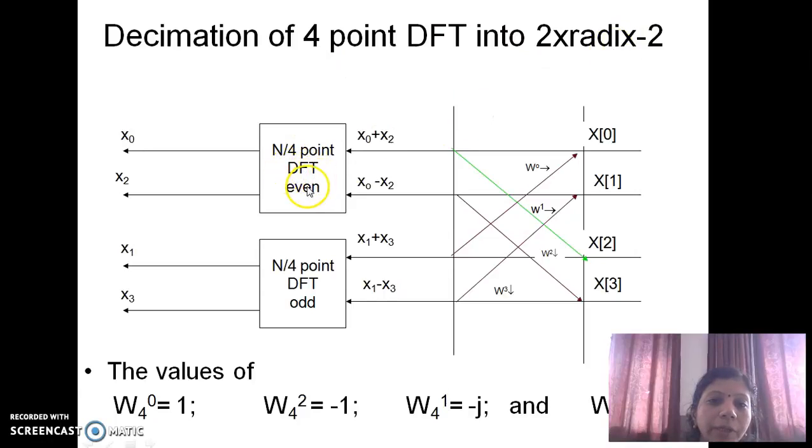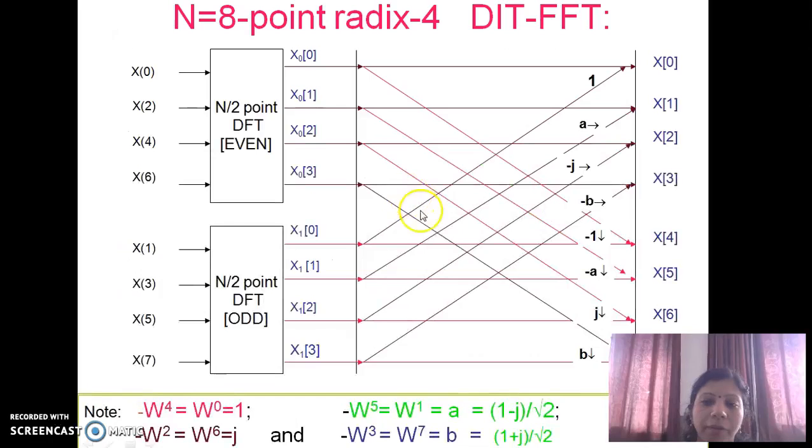N by 4 point DFT even, and this is the N by 4 point DFT odd. So the even and odd sequences are sampled, and we will have the output the same way. So this is for N equals 8.